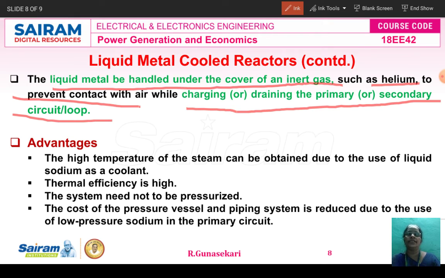What are the advantages of liquid metal cooled reactors? High temperature of the steam can be obtained because sodium is used as a coolant in the primary circuit. The thermal efficiency is very high because two heat exchangers are used. This type of system need not be pressurized. The cost of the pressure vessel and the piping system is reduced due to the use of low pressure sodium in the primary circuit as a coolant.